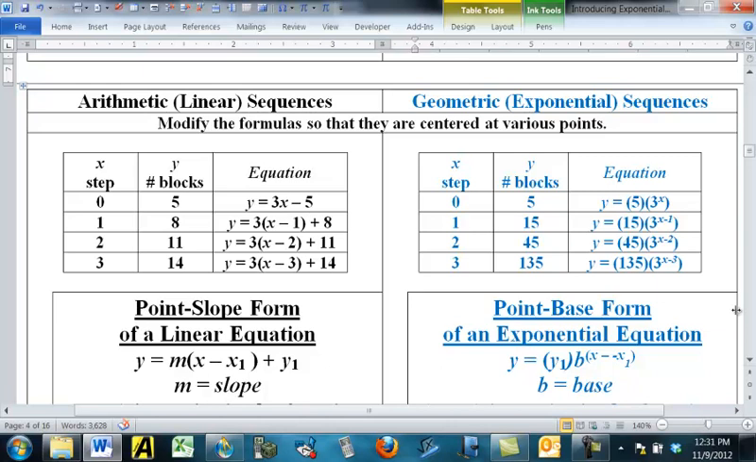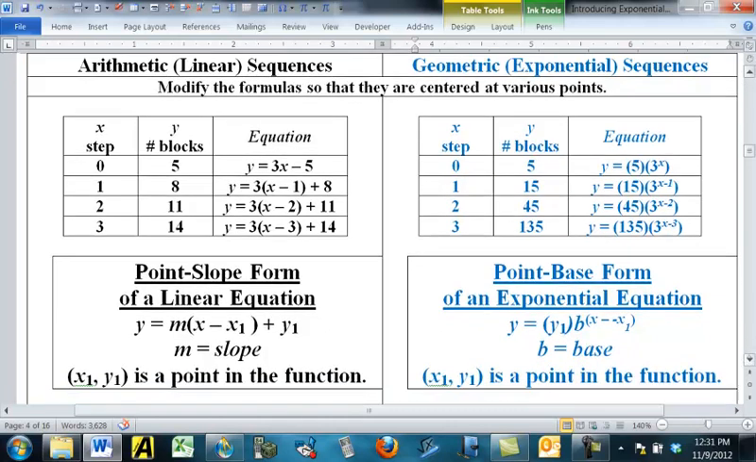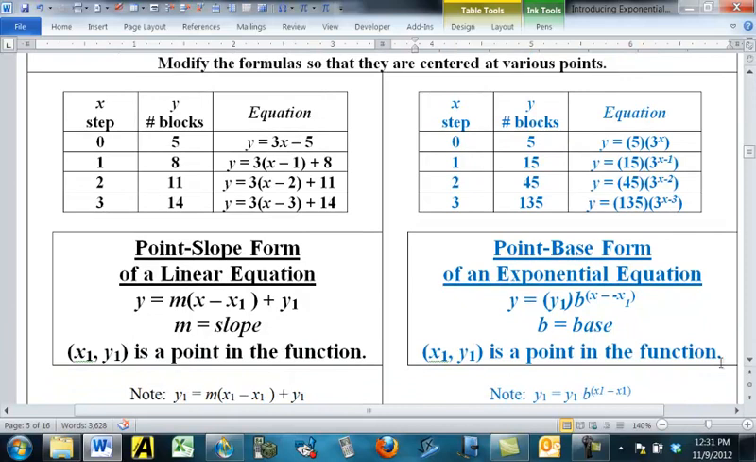So in general, for a linear equation, we can have a point-slope form that is y equals m times x minus x1, plus y1. The x minus x1 is in parentheses, where m is a slope and x1, y1 is any point on the function. In a similar manner, you can do a point-base form for an exponential equation. It's y equals y1 times b to the power x minus x1.